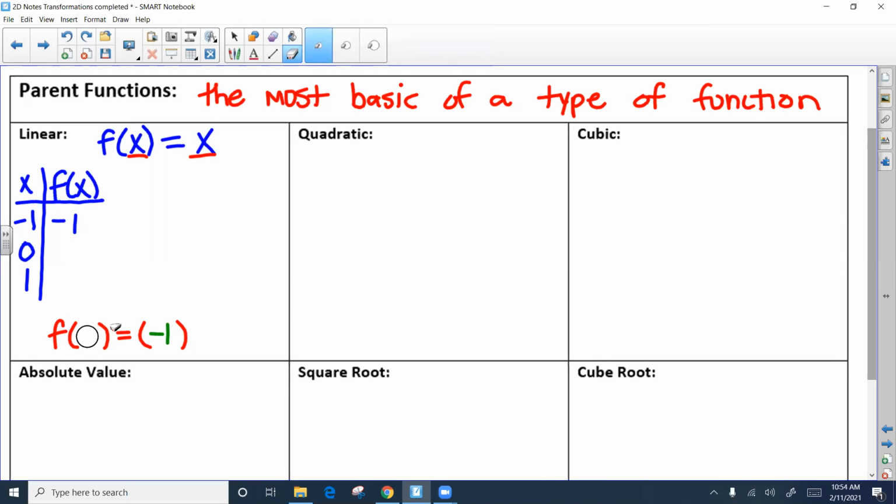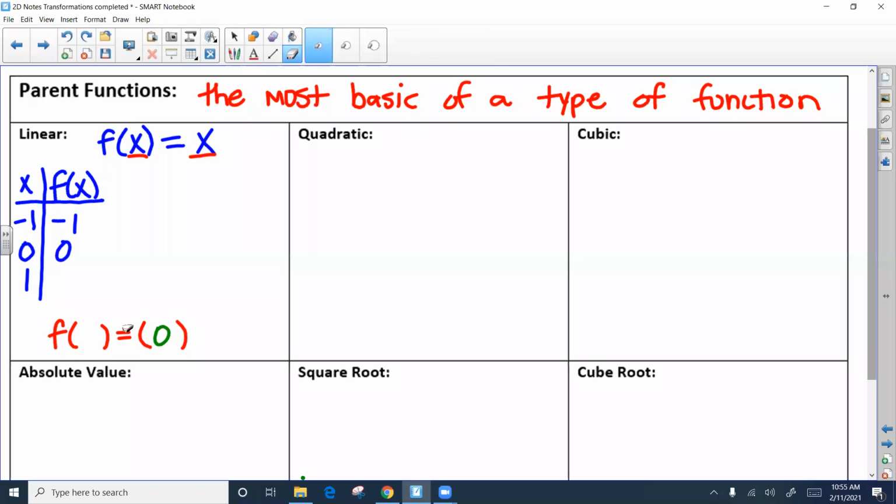Okay, then I need to plug in a 0. So if I plug in a 0, f of 0 just equals 0. So f of 0 equals 0.